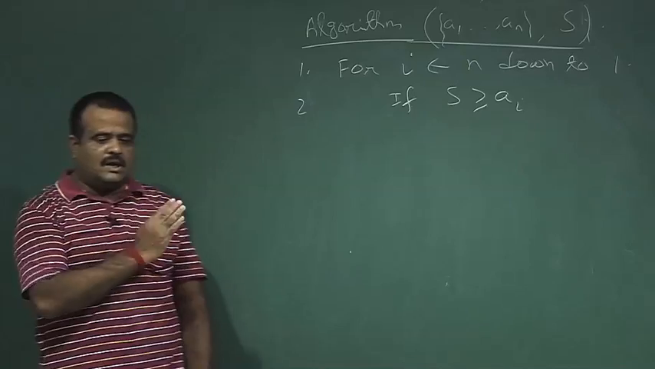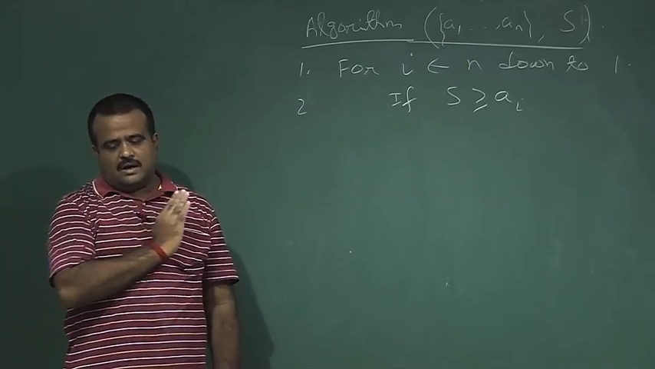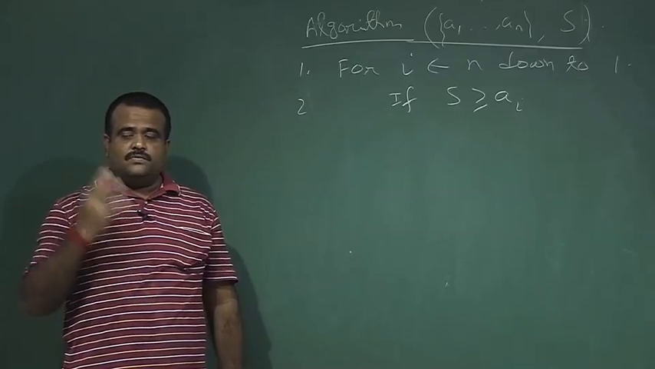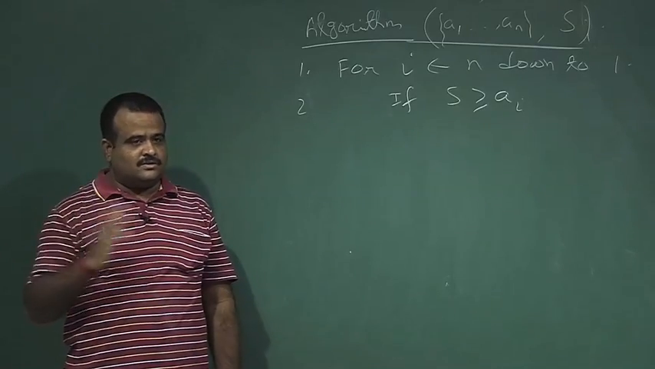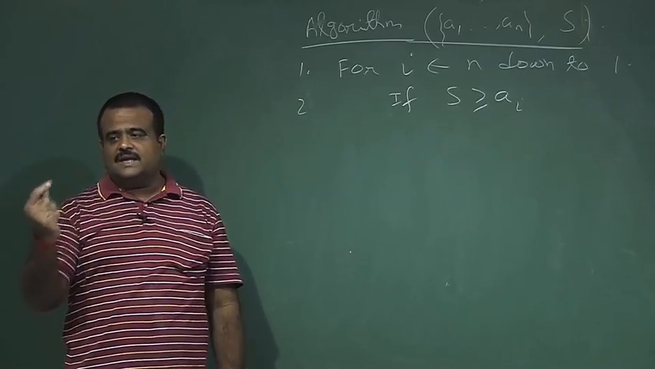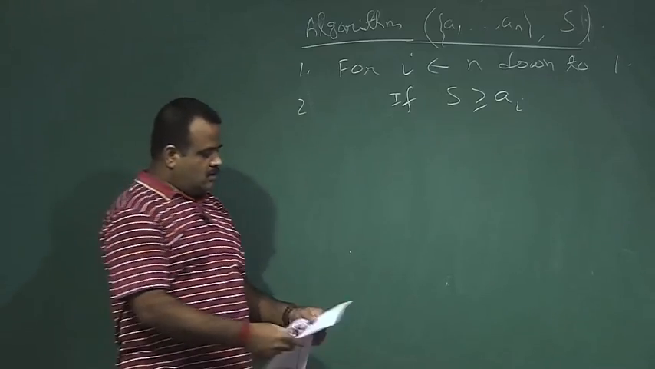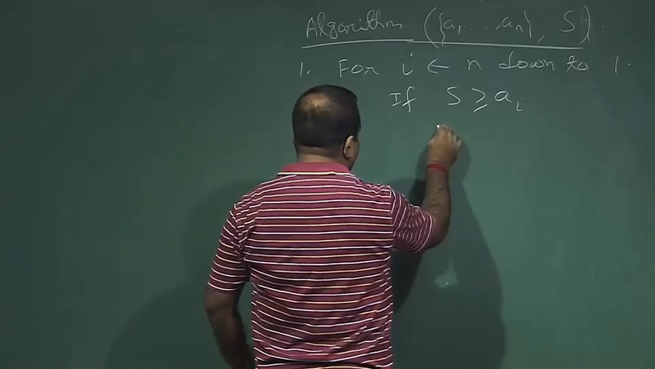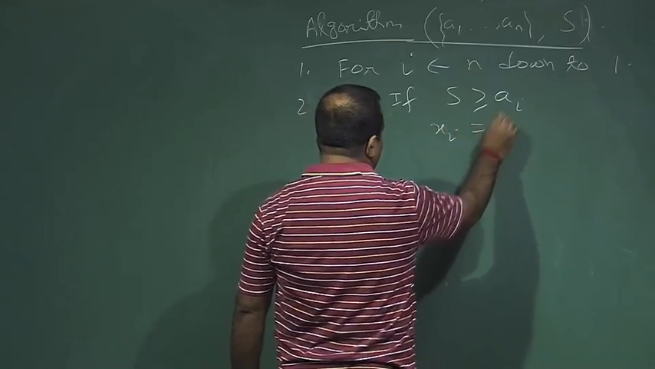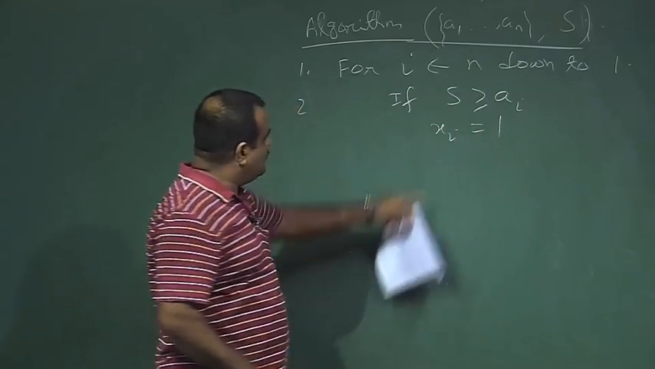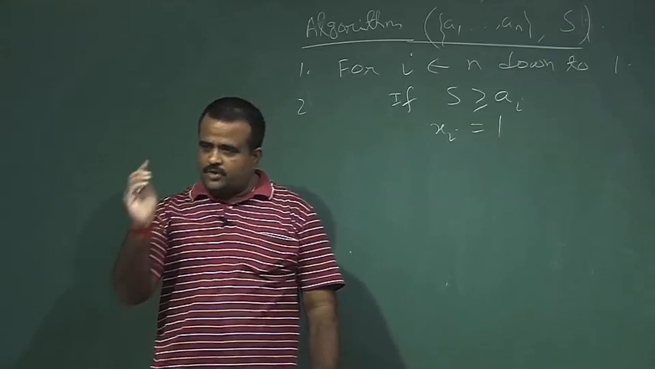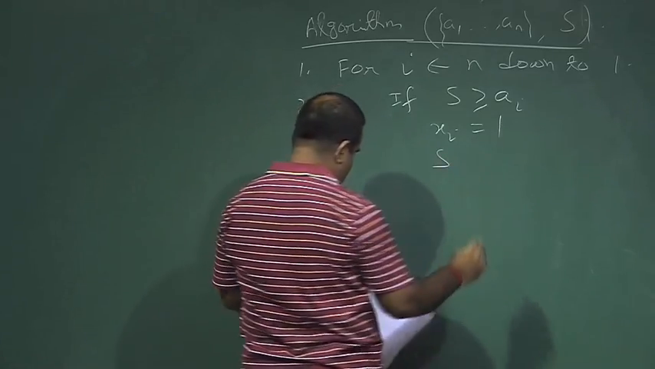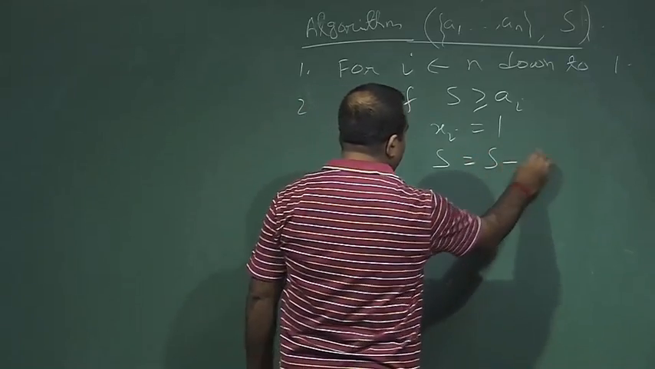Otherwise, if you take the sum of all the other elements from 1 to n minus 1, a_n is greater than that. So if our target is greater than a_n, then there is no other way other than choosing a_n into the knapsack. So we take x_i equal to 1. x_i equal to 1 means x_n equal to 1. That means we are putting a_n into the knapsack and we decrease S by S minus a_i.